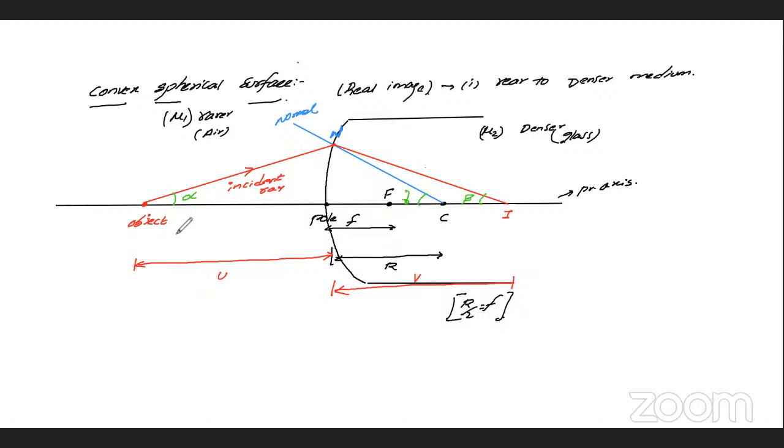And you already know there is an incident ray. The incident angle i is between your incident ray and the normal. The angle between the refracted ray and your normal, we call it the refracted angle r. Now, this is your picture. This is your ray diagram.